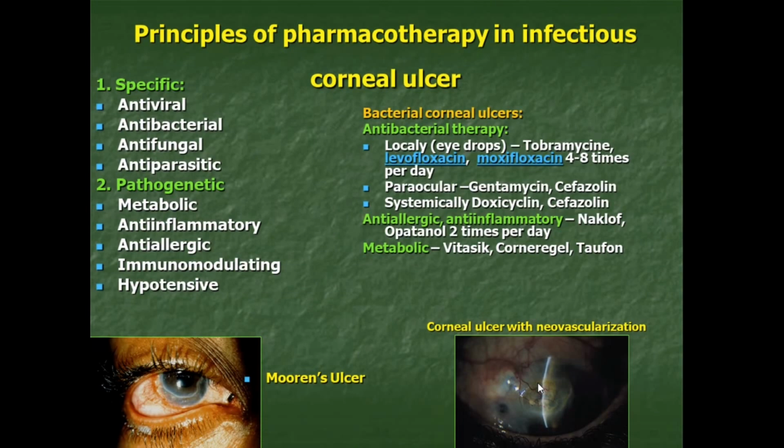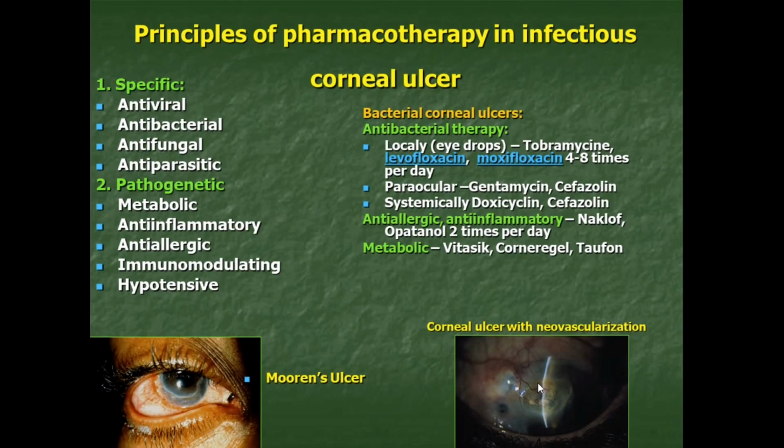Principles of the treatment in infectious corneal ulcer. In better cases, we should know the cause of the ulcer and prescribe specific antiviral, antibacterial, antifungal, or antiparasitic treatment. Also, we should add metabolic, anti-inflammatory, anti-allergic, immunomodulating, and hypotensive drugs.